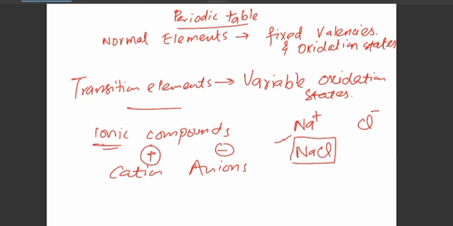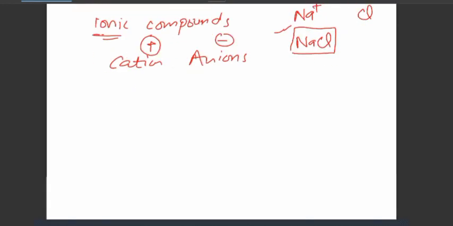So before we start, we need to know the periodic table. Okay. Periodic table. First group is hydrogen, lithium, sodium, potassium, rubidium, cesium, and francium. Second group is called beryllium, magnesium, calcium, strontium, barium, and radium. Okay, you'll have to memorize them.